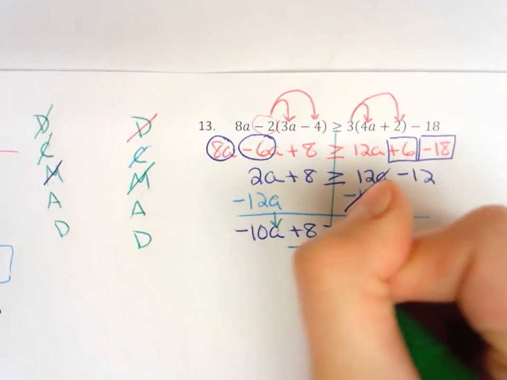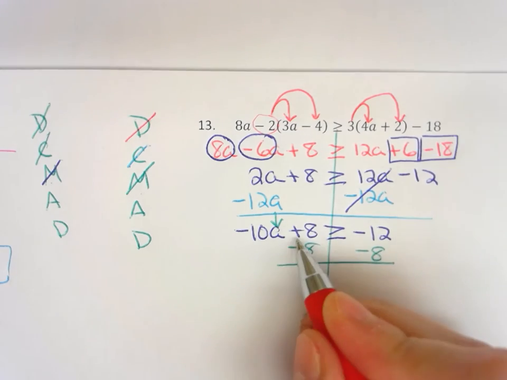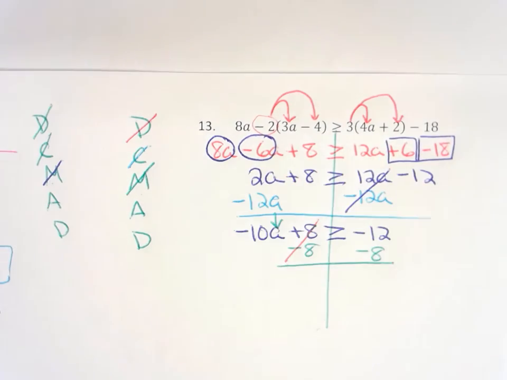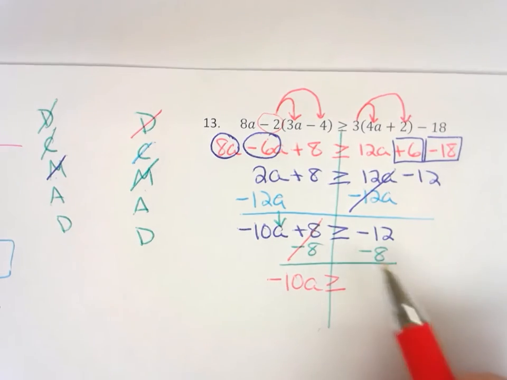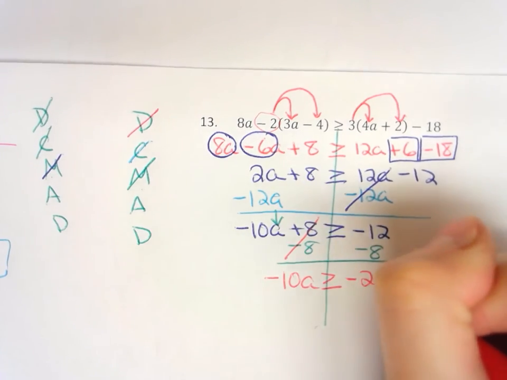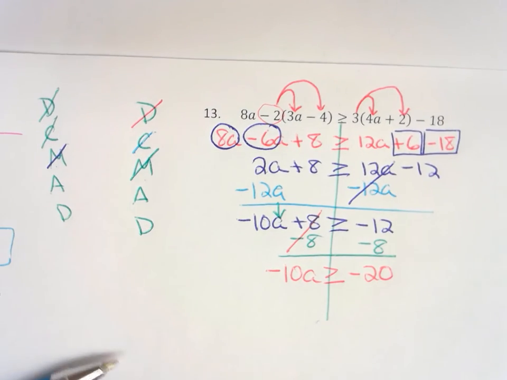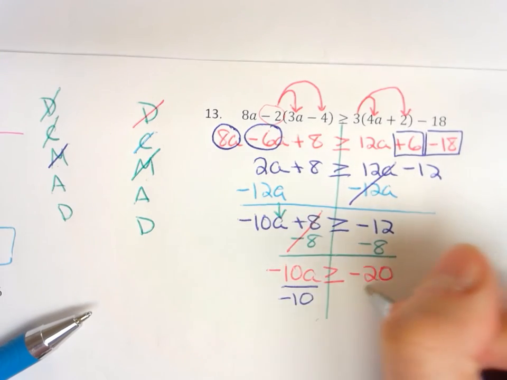So I subtract the friend, minus 8 to each side. Positive 8 minus 8 is 0, and we still have negative 10a over on the left. On the right, negative 12 minus 8 more gives me negative 20. So I do have one more step to finish getting the a by itself. Divide both sides by negative 10.